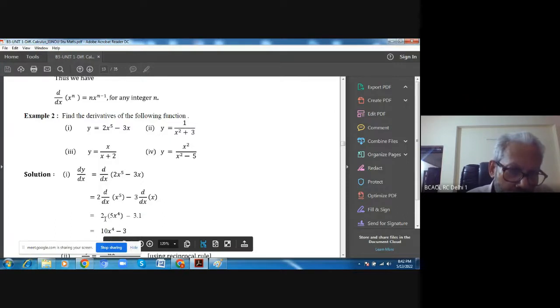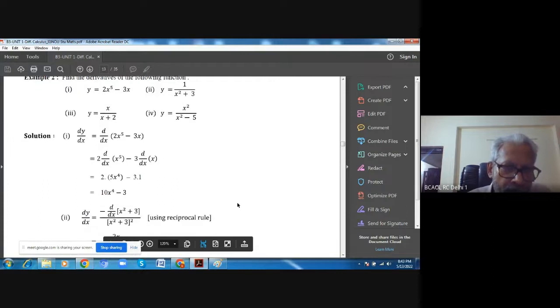Then afterwards you have to apply the formula. 2 into, when you are taking the dy/dx, definitely n, which is 5, will come here, and x to the power n minus 1, 5 minus 1, so that is 4. Here also 3 into 1 is coming. And this is the result: 10 x to the power 4 minus 3. I hope it is understood by the student.